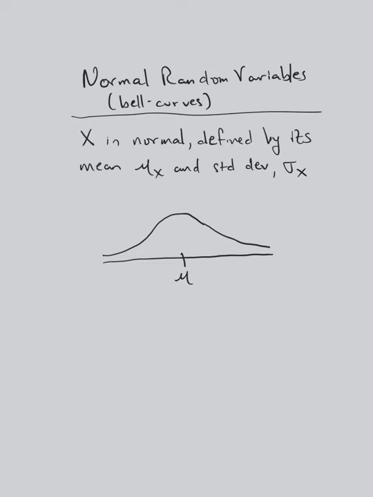So we want to start talking about a very important type of continuous random variable called a normal random variable. If you've ever heard the term the bell curve, that's what a normal random variable is. It has to do with the bell curve. One important thing, and this is true for most continuous random variables: whenever we say X is normal, it's defined by its mean and its standard deviation. So here's just a rough picture of what it looks like.